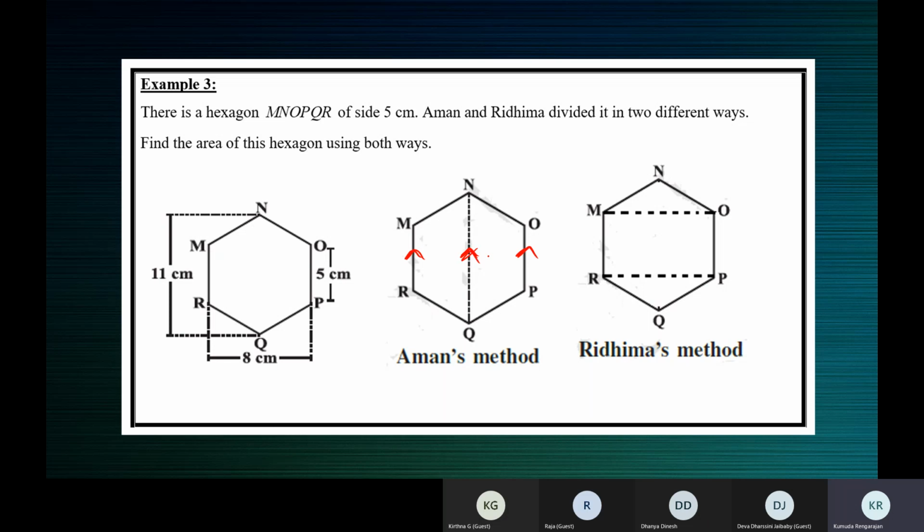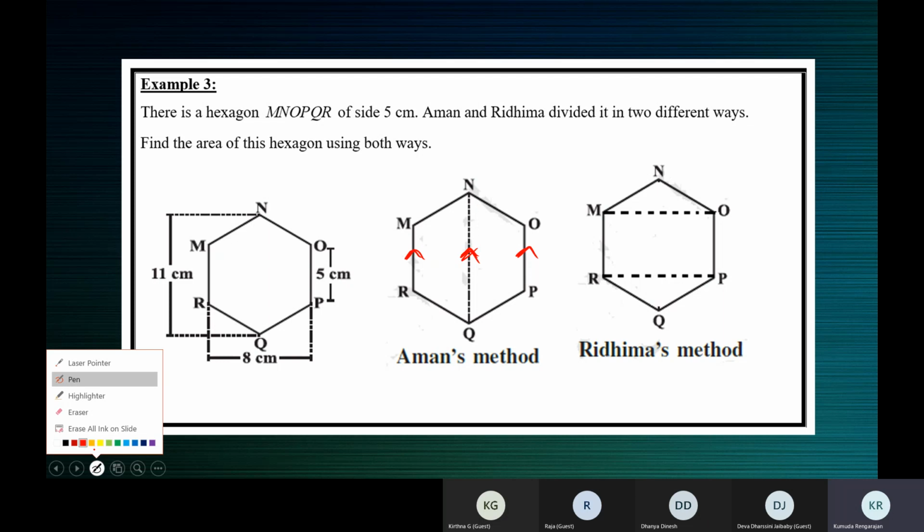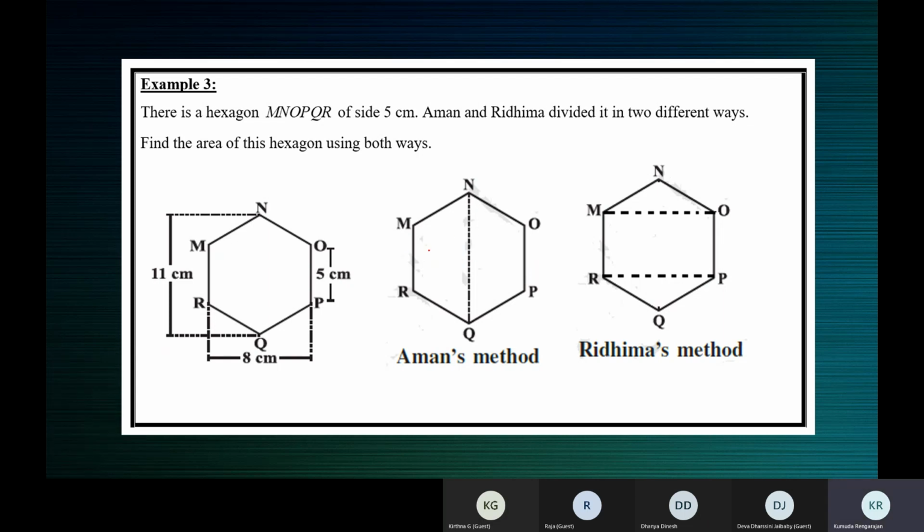So how will you find the area of a trapezium? 1/2 h (a + b), ma'am. Correct. What's the length? How much is MR? So which are the parallel sides? MR and NQ, and OP and NQ. Yeah, for this trapezium, these are the parallel sides. What's the length of MR? 5 centimeters, ma'am. What about NQ? 11 centimeters. It's given here.